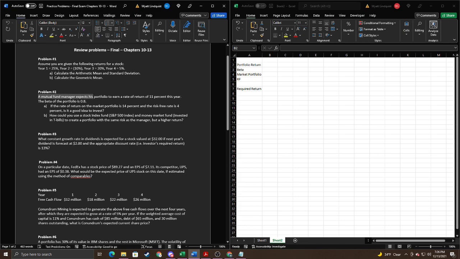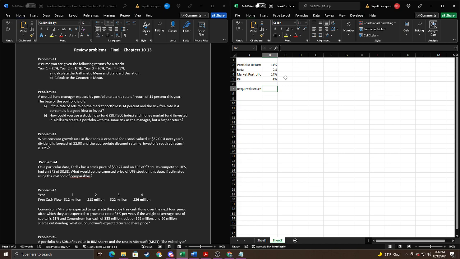A mutual fund manager expects his portfolio to earn a rate of return of 11% per year. The beta of this portfolio is 0.8. And if the rate of return on the market portfolio is 14% and the risk-free rate is 4%, is this a good idea to invest?